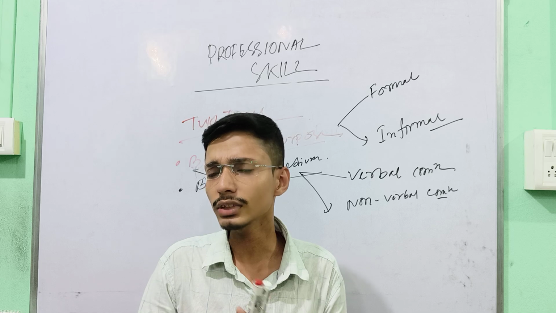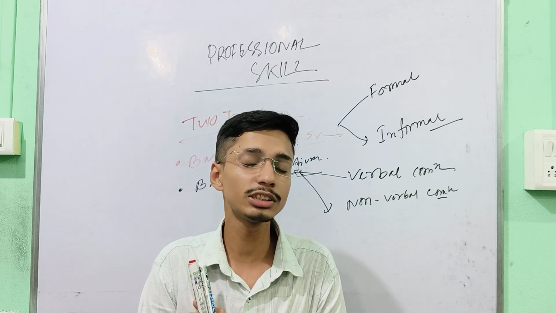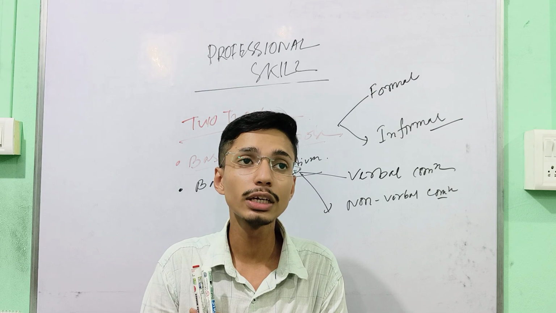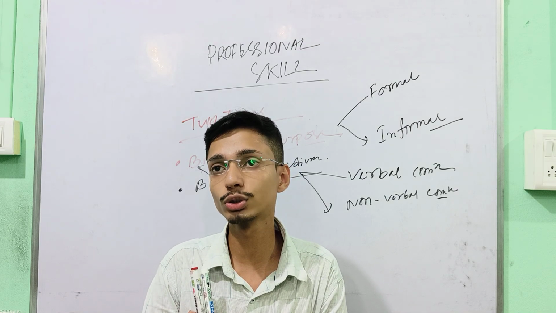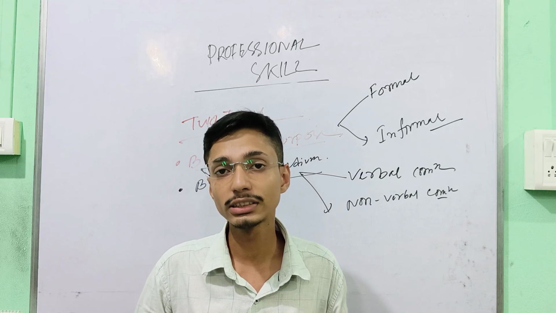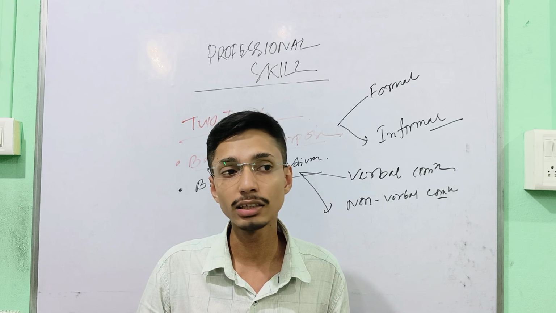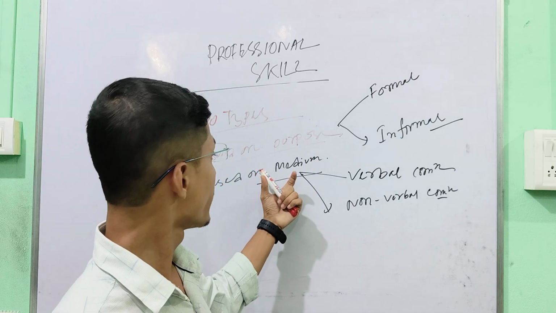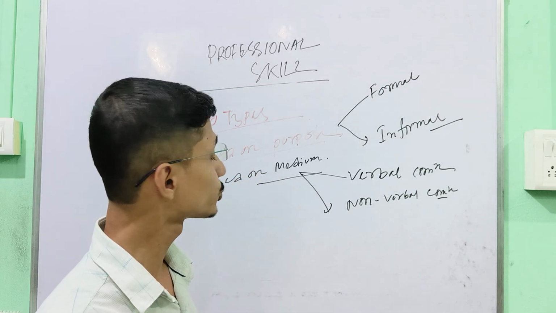For example, the communication between physically special children. If any child can't use his voice or, suppose, any written format, so we can say non-verbal communication is the easiest way for expressing their thoughts by indicating the object by physical movement or physical indicating. So these are the main two types, verbal communication and non-verbal communication, based on medium.